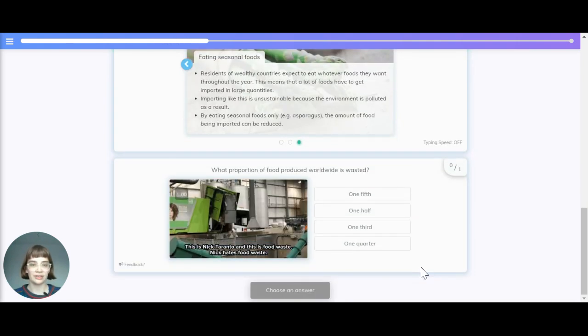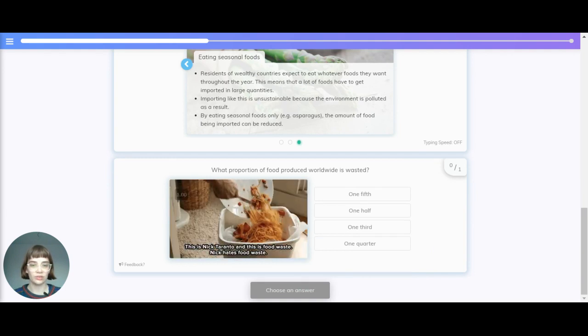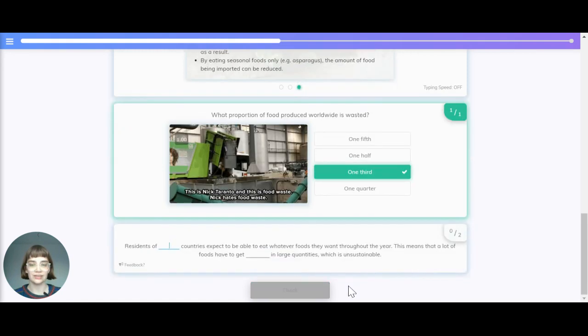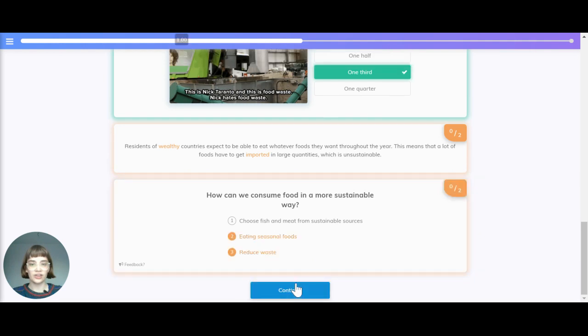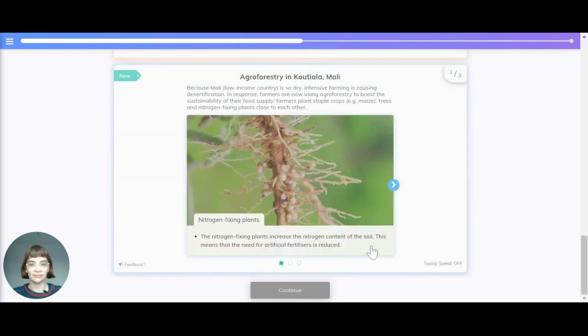What proportion of food worldwide is wasted? Is it 1/5, 1/2, 1/3, or 1/4? 1/3 of all food produced worldwide is wasted. Residents of wealthy countries expect to eat whatever food they want throughout the year, which means a lot of food has to get imported in large quantities, which is unsustainable. How can we consume food in a sustainable way? We can choose fish and meat from sustainable sources, eat seasonal foods, and reduce waste.